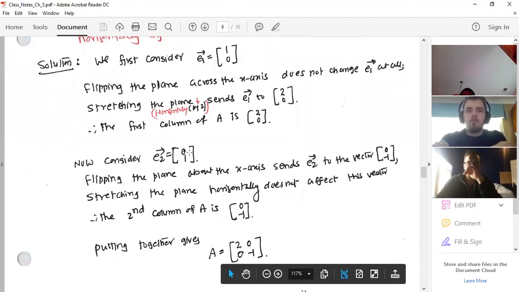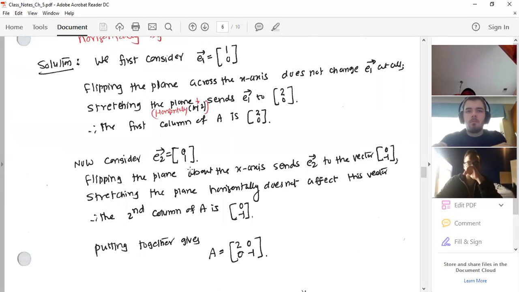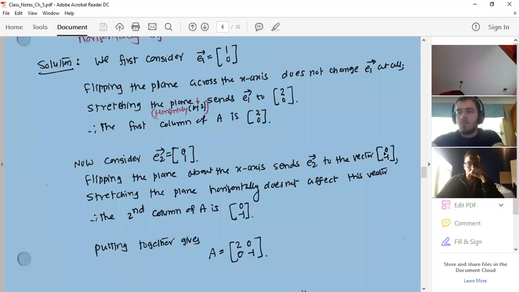Okay, let's go for the second one. The second one is E2, which is (0, 1), a vector perpendicular to the x-axis. Flipping the plane about the x-axis sends E2 to a new vector. This is my x-axis, this is my y-axis, and this point, my top finger, is (0, 1) in the Cartesian plane. If I flip it, it will be over here, below the x-axis, and this point is (0, -1). Agree? So flipping the plane about the x-axis sends E2 to (0, -1).